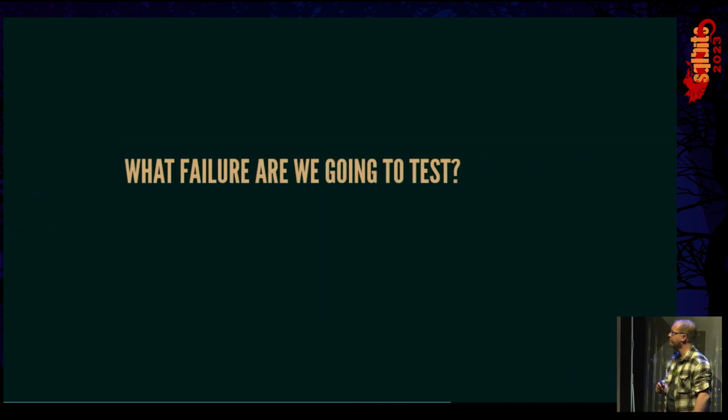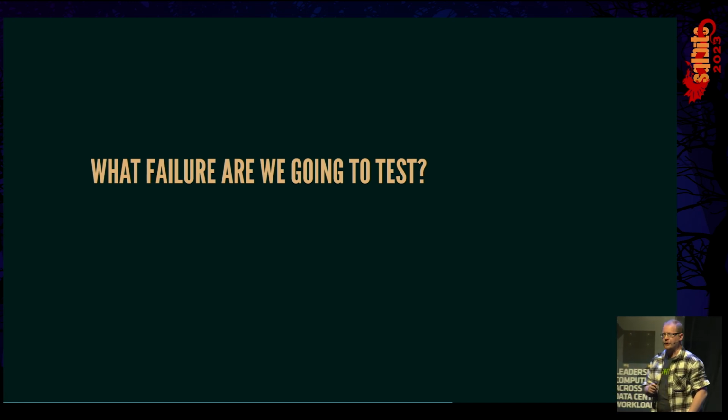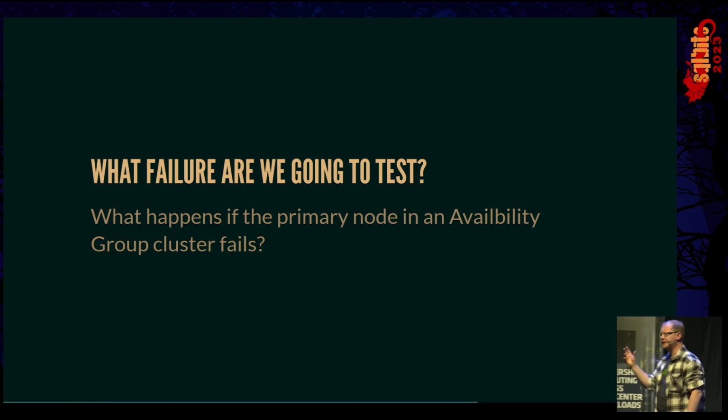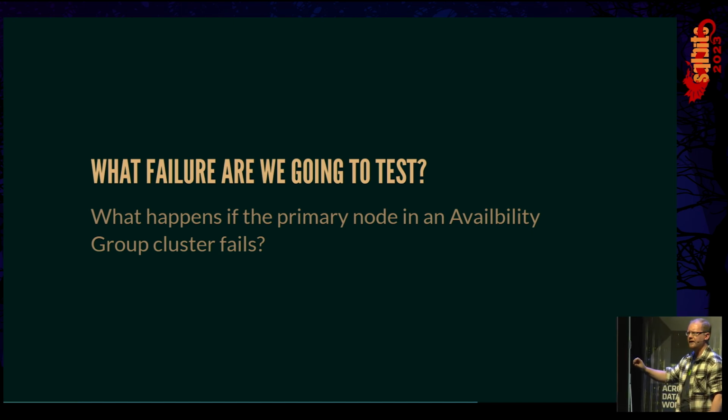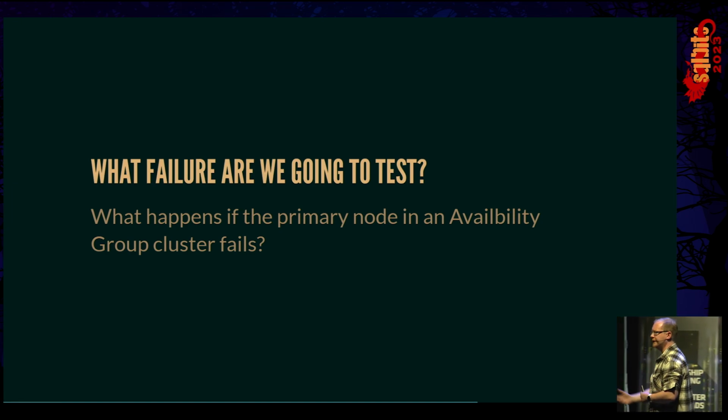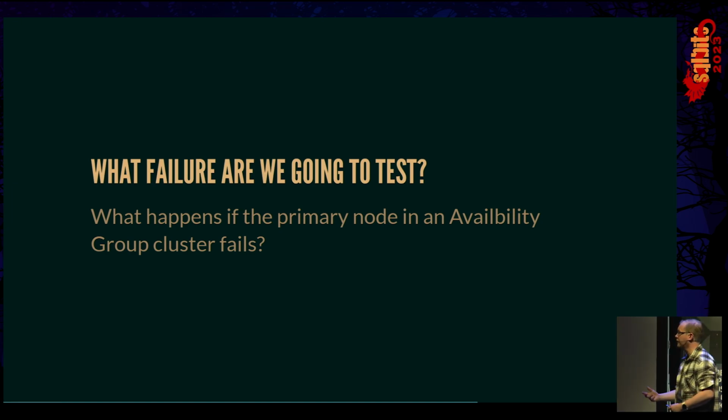Let's get on and talk about running an actual chaos engineering experiment. So, what are we going to test? We've already talked about it. What happens if the primary node in an availability group cluster fails? So what should happen? The secondary node takes over and the listener moves across. If anyone here doesn't know what a listener is, it's the endpoint for the availability group. That's where the apps connect in. That stays online and moves across to a secondary node. You can still connect to your databases, and your apps are still online.